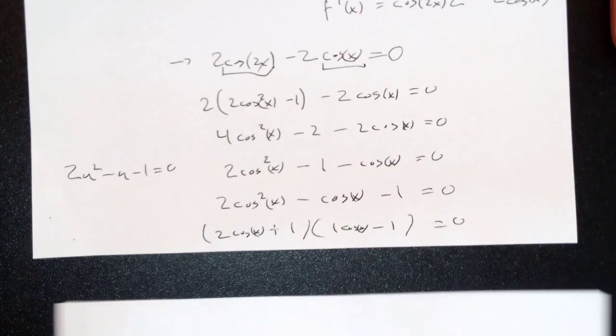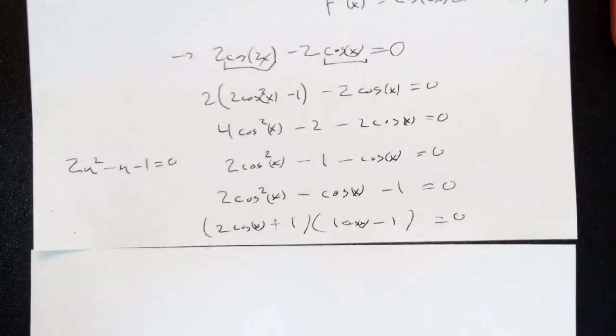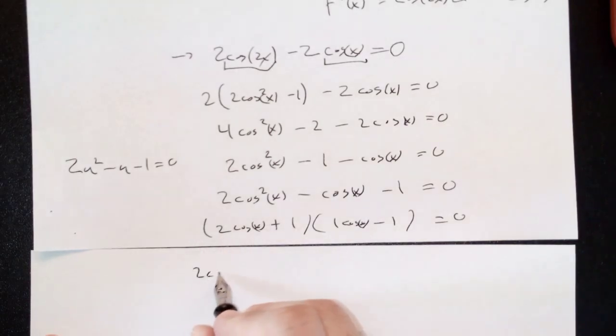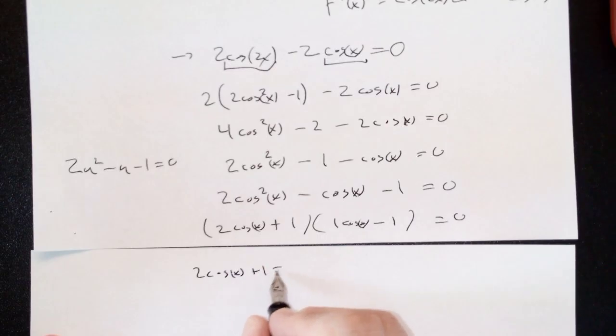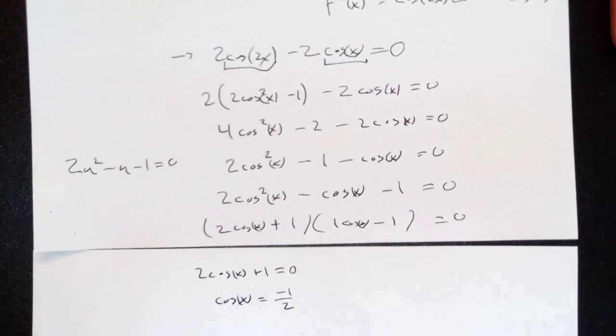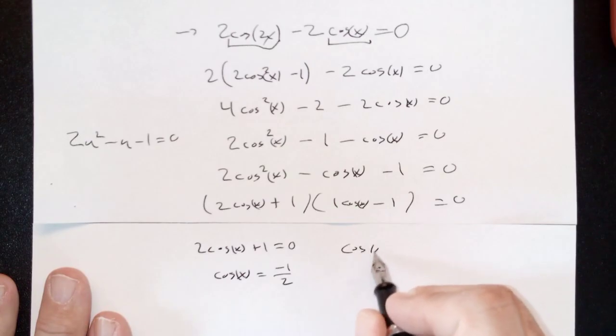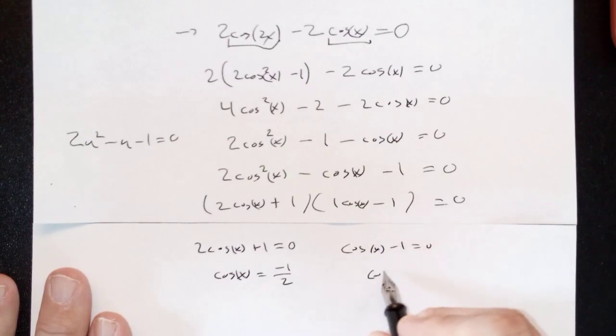If you are looking at me like I have just done something that you have never in your entire adult life seen, use the quadratic formula. That's fine. You'll get exactly the same answer. You'll get from here 2 cosine x plus 1 equals 0. So cosine of x is minus 1/2. You'd get u equals minus 1/2. Here, cosine of x minus 1 equals 0. So cosine of x is 1.